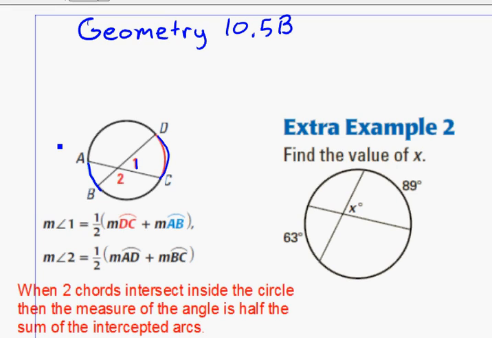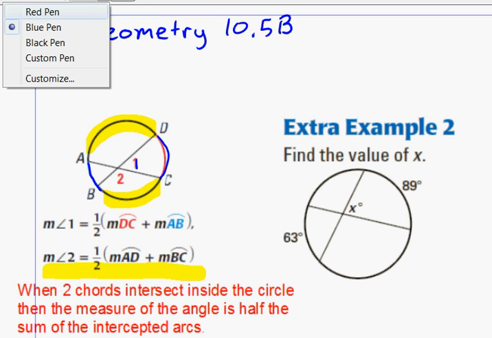And if I wanted to find the measure of angle 2, I would then use the measure of BC and AD and take 1/2 of that. That would give me the measure of angle 2. So you have to make sure you're looking at the right angle when you're using this relationship.